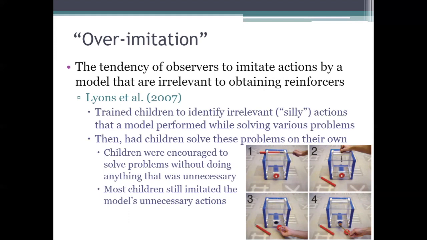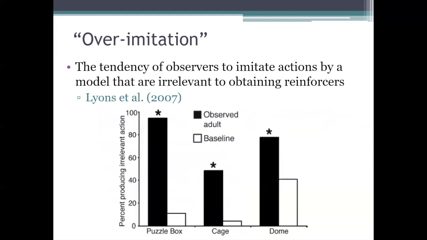In fact, even when the model warned the kids that he might do some silly and unnecessary things, and even when he specifically told them not to do anything silly, to only do what they had to do, it didn't matter. When they retrieved the turtle, those kids still tended to imitate the unnecessary actions. By contrast, kids in a control group were asked to get the turtle without ever seeing a model do it first, and they tended to be successful at retrieving the turtle. But as you can see in this graph, they were far less likely to perform the irrelevant behaviors. And so the kids who did see the model definitely exhibited this tendency to over-imitate the model.